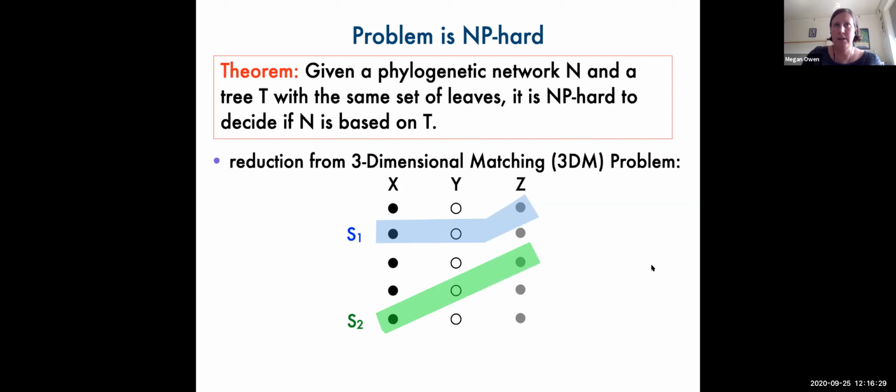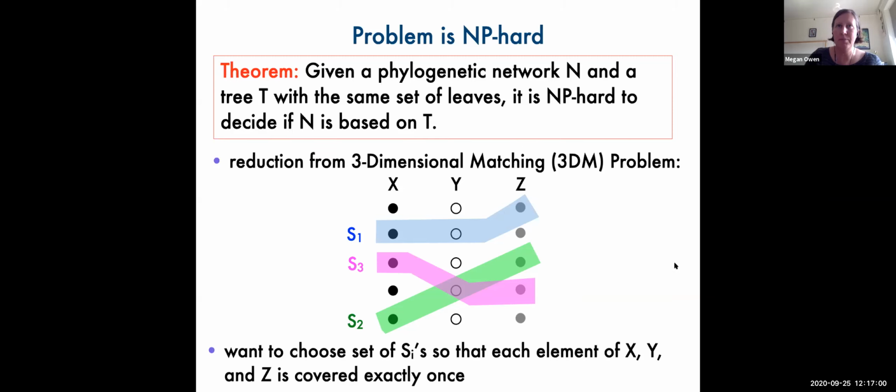So here's one possibility, another possibility, a third possibility. And the question is, can I pick some of these SIs? Because obviously you would have more than this. In this case, I have 5 elements in each of these. So could I pick 5 of the SIs such that I can cover every element of the X, Y, and Zs exactly once? Okay, so that's the three-dimensional matching problem. It's NP hard. And we were able to rig our problem into this.